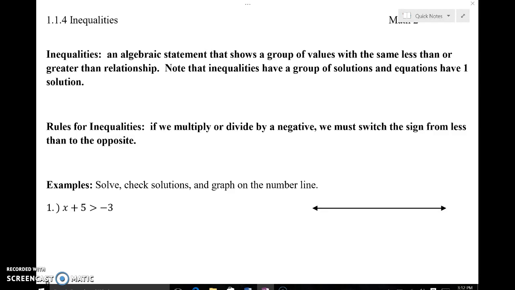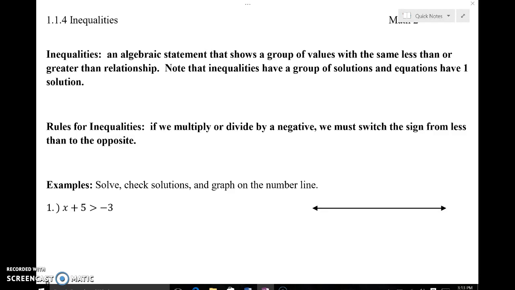An inequality is an algebraic statement that shows a group of values with the same, less than, or greater than relationship. Note that inequalities have a group of solutions and equations have one solution. Alright, that's going to be kind of a common theme that we'll talk about more in the lesson.